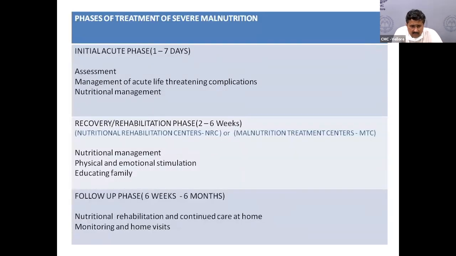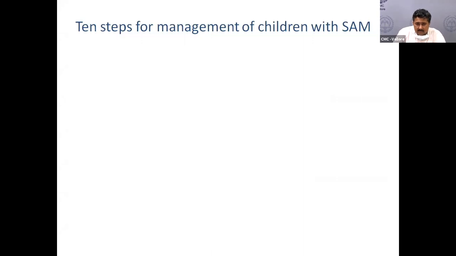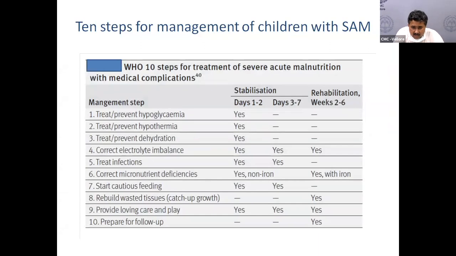In a nutshell, if I talk about management, it usually has three phases. One is the acute phase, 1 to 7 days, which consists of assessing the child and treating the complications, and slowly we start nutritional management. After 1 to 7 days, if you manage the initial acute phase, you go into the rehabilitation phase where nutrition, physical and emotional stimulation have a key role to play. In the follow-up phase, he needs regular follow-up and nutritional rehabilitation. So there are 10 steps of management of children with SAM. In a nutshell, you have two phases, the stabilization phase and rehabilitation, and there is a follow-up phase too.